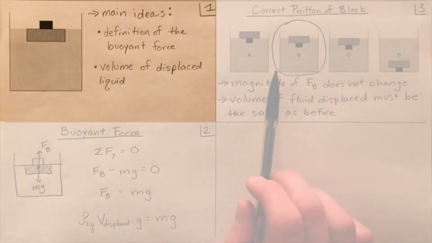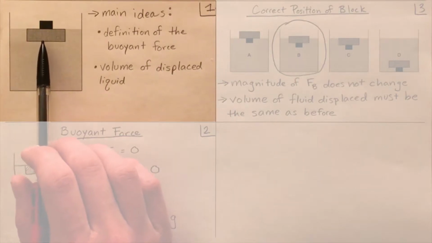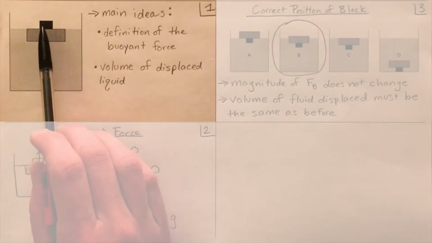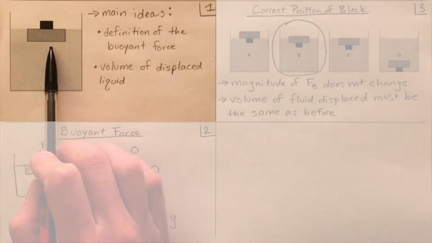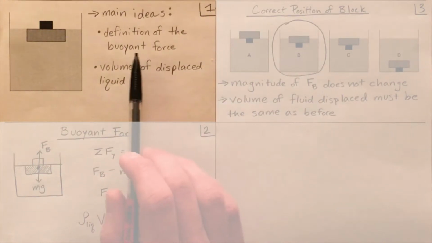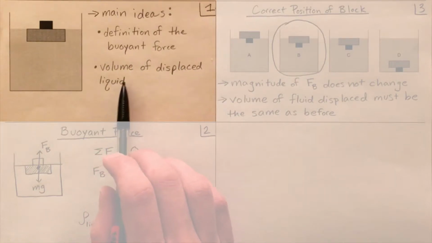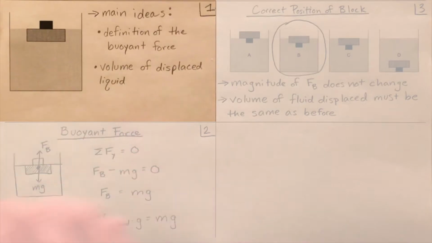In this problem, we need to determine which of these pictures describes the situation when this block is flipped over so that the piece of iron is below the water. In order to decide which of these is the correct picture, we need to know the definition of the buoyant force, and we need to understand the volume of the displaced liquid.